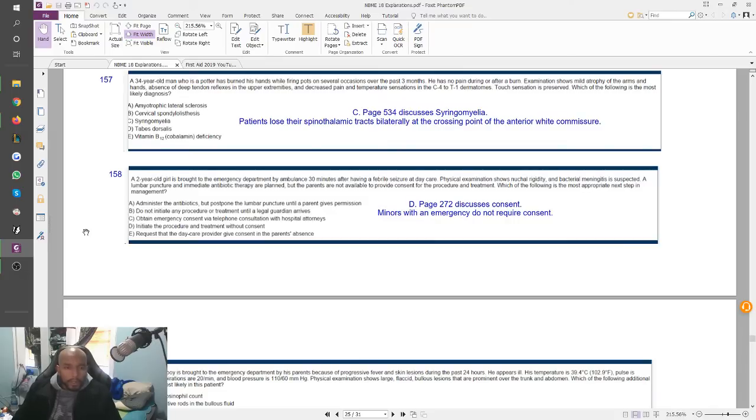158, a 2-year-old girl is brought to the emergency department by ambulance 30 minutes after having a febrile seizure at daycare, right? So febrile seizure, very important. Physical exam shows nuchal rigidity, bacterial meningitis is suspected. A lumbar puncture and immediate antibiotic therapy are planned, but the parents are not available to provide consent for the procedure and treatment. Which of the following is the most appropriate next step in management?